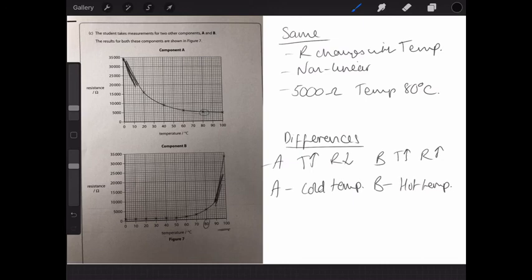Another thing that you could comment on as a difference between the two is the idea that both these graphs have a level, a plateau part, a constant part. But in graph A, the constant resistance is when the temperatures are hot, and in B, the constant resistance is when the temperature is low.